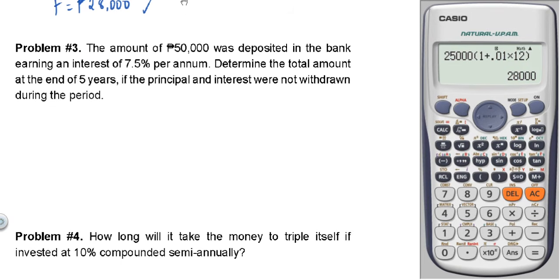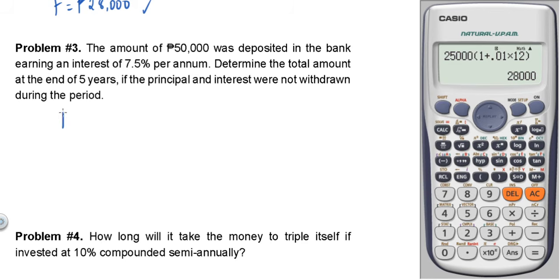Number 3. The amount of 50,000 pesos was deposited in the bank, earning an interest of 7.5% per annum. Determine the total amount at the end of 5 years. If the principal and interest were not withdrawn, hindi kinuha yung interest, so ano ito? Compounded na to, no? Okay, so solve natin to.